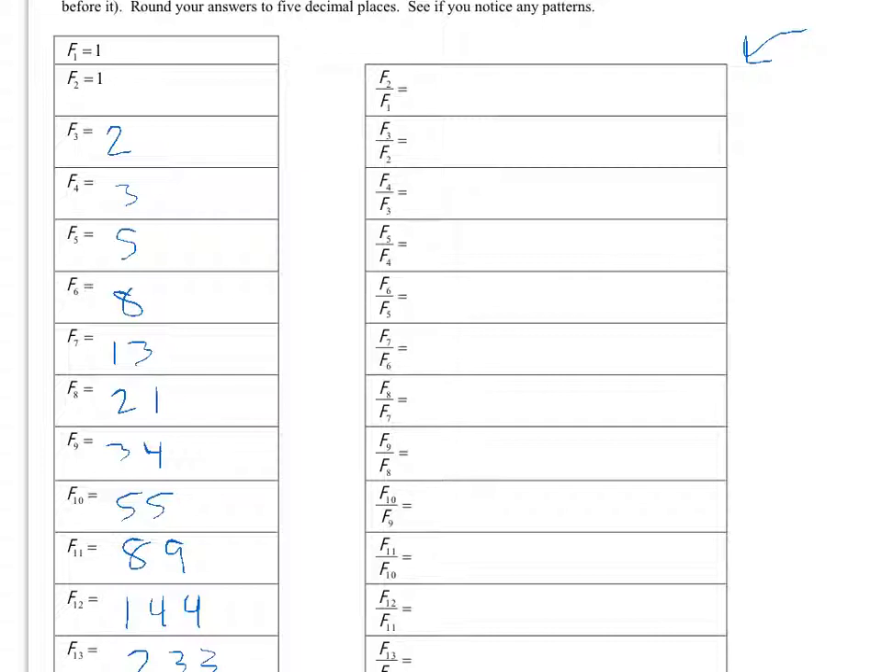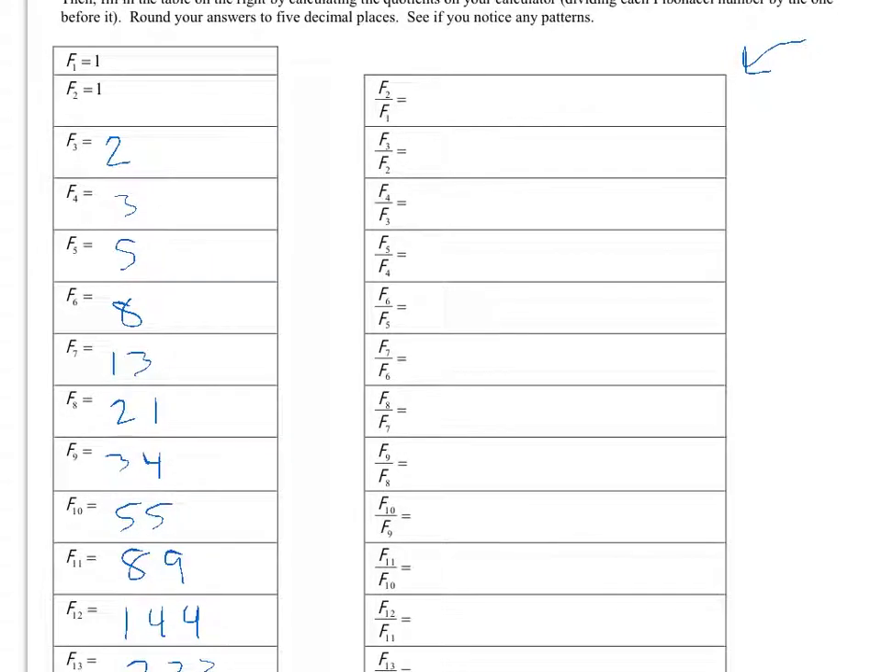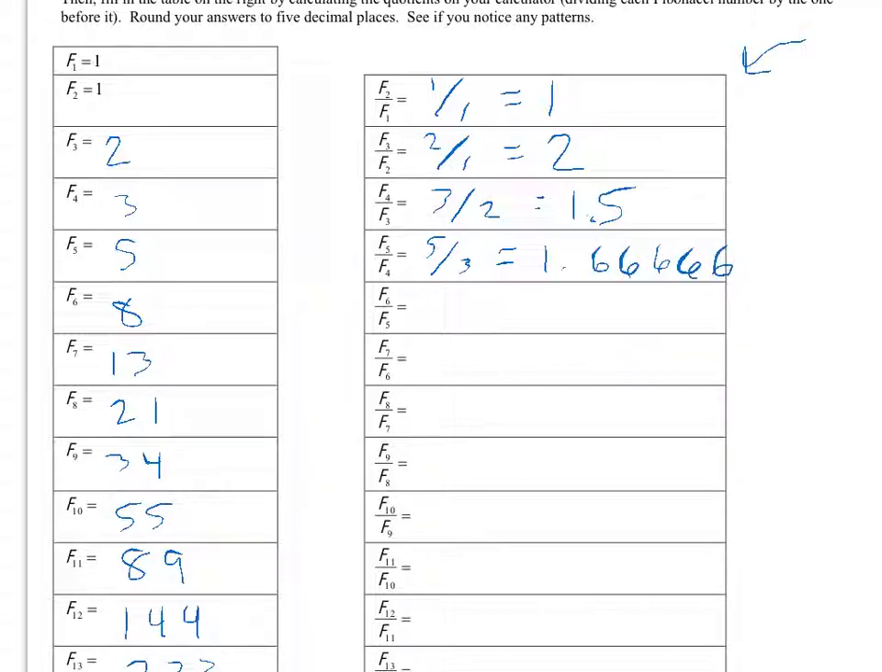Now I'm going to go back and calculate ratios of a Fibonacci number divided by the one before it. So F2 divided by F1, that would be 1 over 1, which is 1. And F3 divided by F2, that's 2 over 1, that's 2. And then F4 divided by F3, 3 over 2, which is 1.5. And F5 divided by F4 is 5 over 3, which is 1.66666, if I go to 5 decimal places. F6 divided by F5 is 8 over 5, which is 1.6 exactly. So I want you to pause the video, calculate the rest of these ratios, and then press play again.